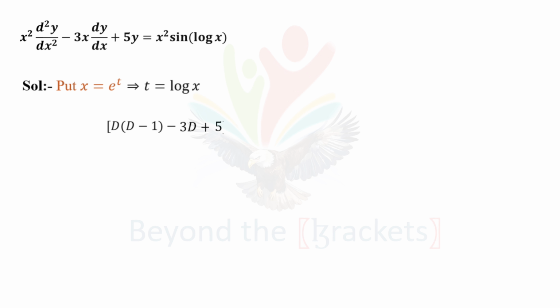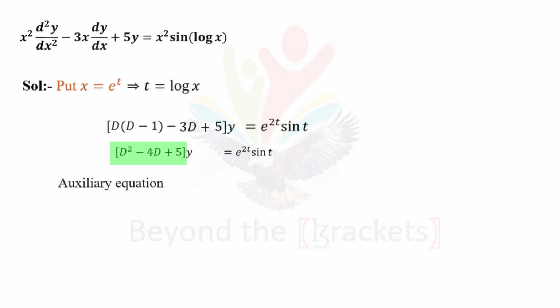We take y common from all the terms. The RHS will be x square, which is e power 2t, and sine of log x will be sine t. Simplifying this, we get (D square minus 4D plus 5) into y is equal to e power 2t into sine t. Its auxiliary equation is given by replacing D with m and equating it to 0.